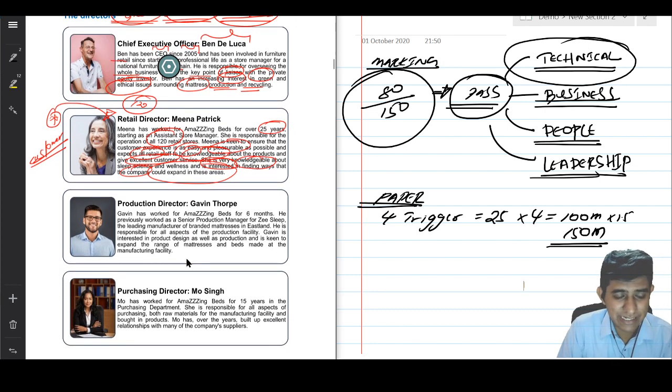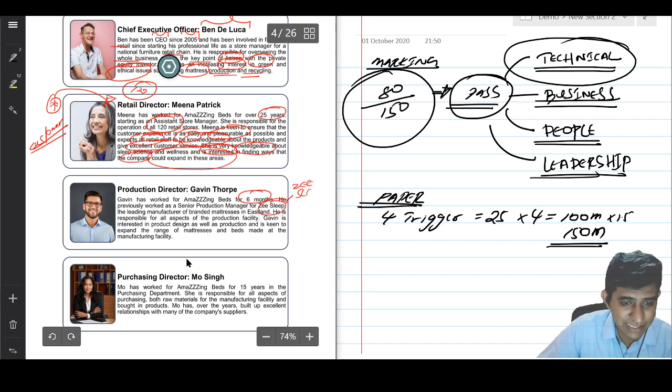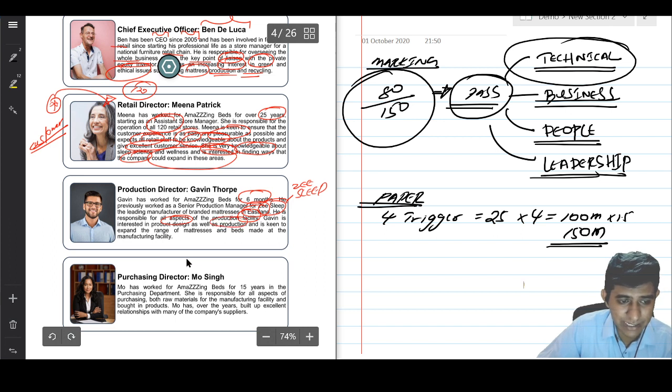And then production director Gavin Thorpe. Gavin has worked for Amazing Bed for 6 months. He previously worked as a senior production manager for Z Sleep, again another organization which is selling mattresses, I think, a leading manufacturer of branded mattresses in Eastland. He is responsible for all aspects of the production facility. Gavin is interested in product design and production and keen to expand the range of mattresses and beds made at the manufacturing facility. So students, if they are going to develop a new product, I think Gavin will be the person involved in the new product development, for your information.